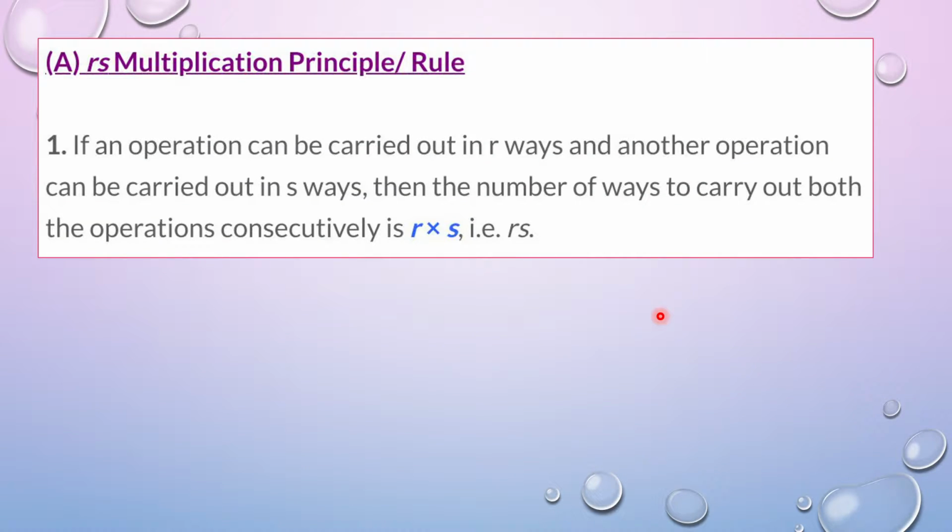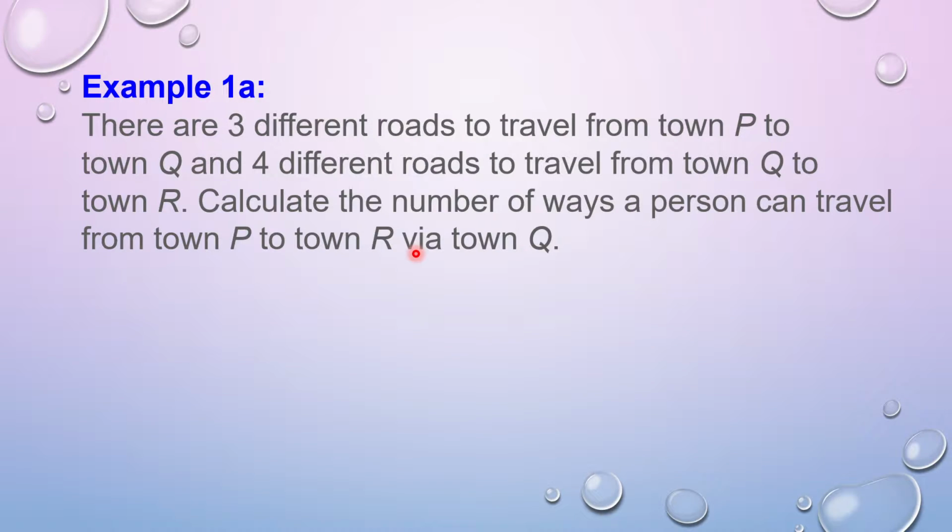Okay, multiplication principle or rule. If an operation can be carried out in R ways and another operation in S ways, then the number of ways to carry out both is R times S. Let's see an example.